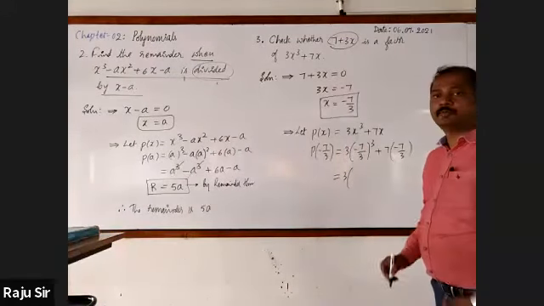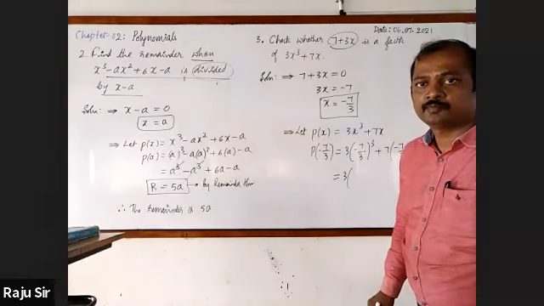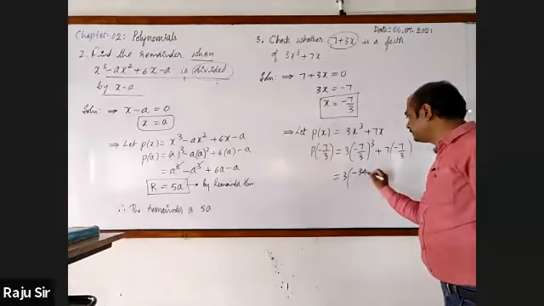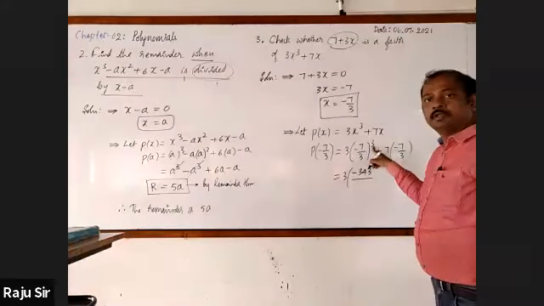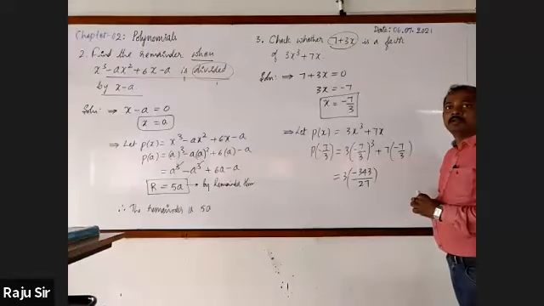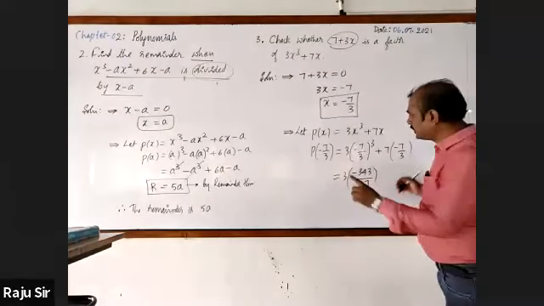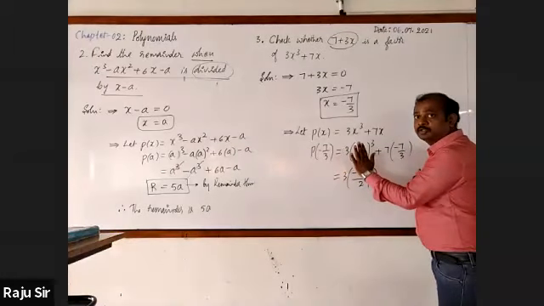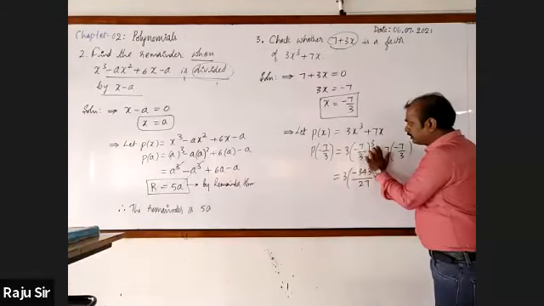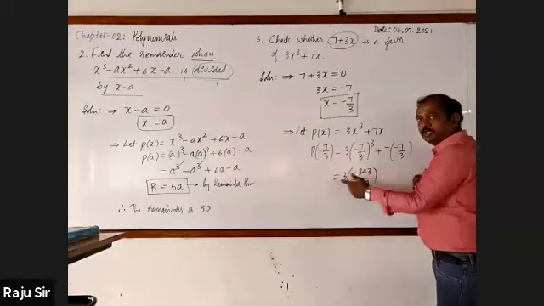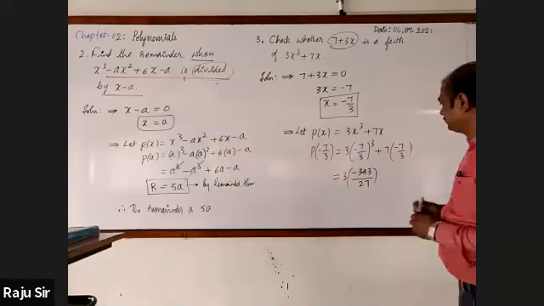Minus 7 whole cube, 343. Minus 3, so minus 343 by 3 cube, which is 27. Some student will commit this mistake. Observe here: they'll go for cancelling this 3 and this 3. That should not be done. You have to apply the cube to both the terms, then you can go for cancellation.